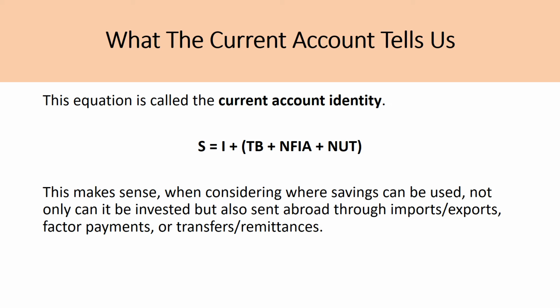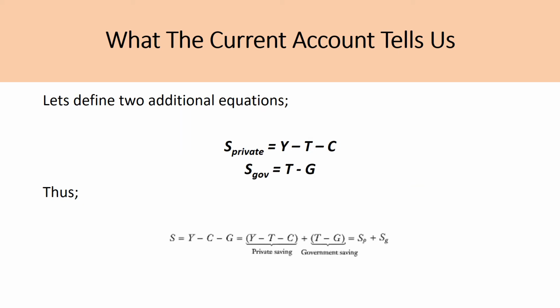And so I buy more from that company. So that savings can go towards there, or net unilateral transfers. I can send my savings to foreign family members in another country. Okay? So as before, our private savings equation is the gross national disposable income minus tax minus consumption.